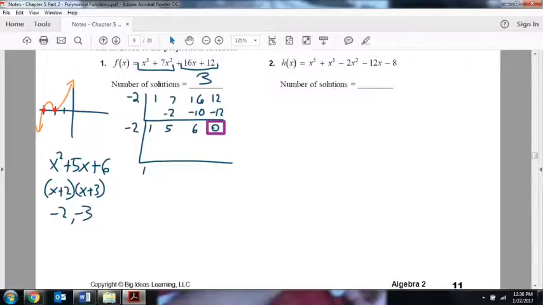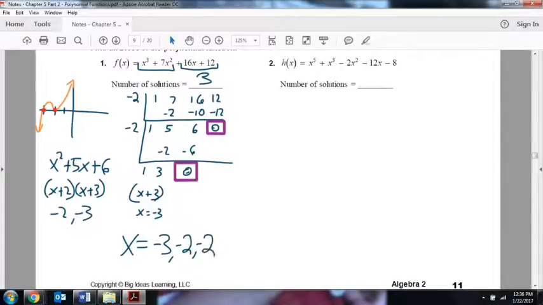Drop down the 1. 1 times -2 is -2. 5 minus 2 is 3. 3 times -2 is -6. That's 0. Good. We have another remainder of 0. So this one is x plus 3. And when we set that equal to 0, we get x equals -3. So it's just a negative. So when we're all said and done, either way, we get x equals -3 and 2 -2's. It was just 2 different ways of doing the same thing.